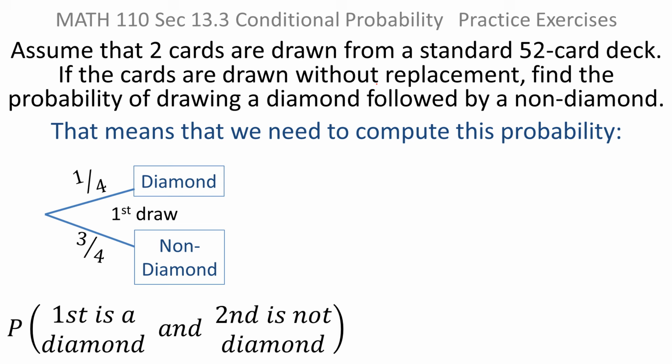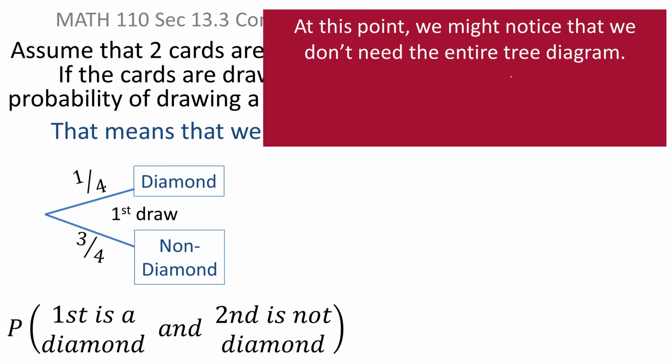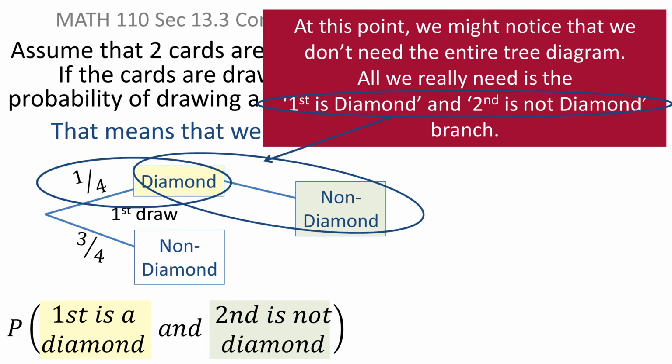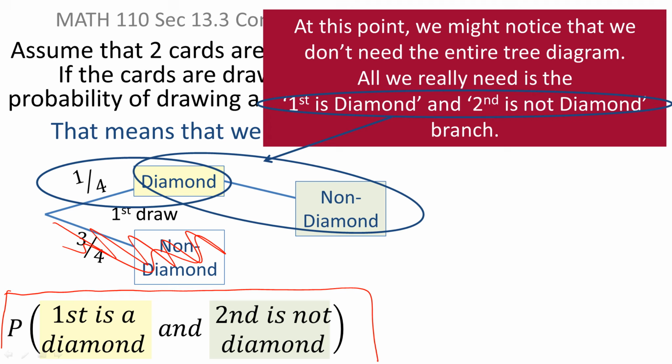Now we're drawing without replacement. That means we're not putting the card back. So if we look at our second draw, we've got to decide what happens based on the fact that one card now is missing from the deck. But we also realize that we're looking at the probability we get a diamond on the first draw and something other than a diamond on the second draw. So we're really not even interested in this lower branch here, because that's not what we're doing. We're looking at the probability we get a first draw of a diamond.